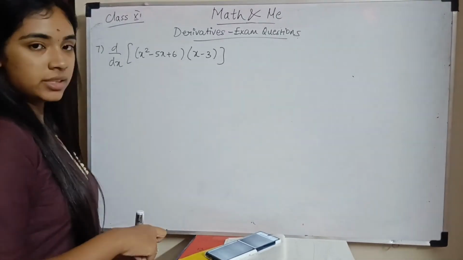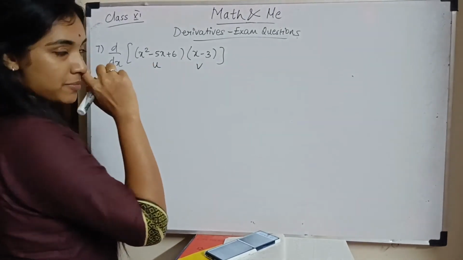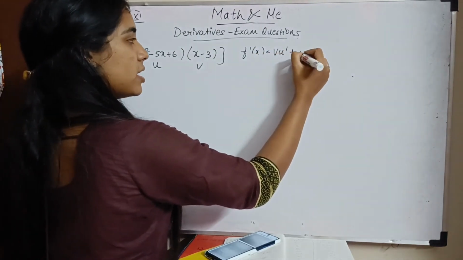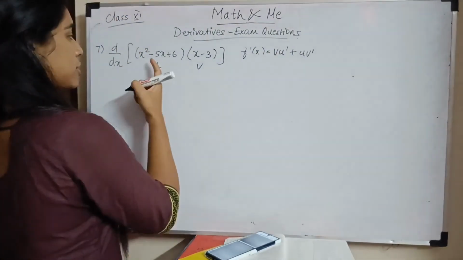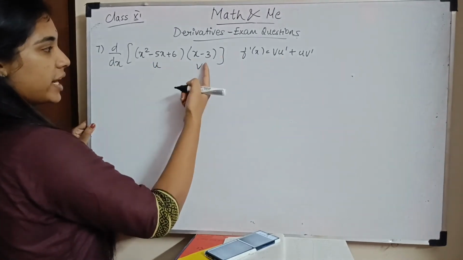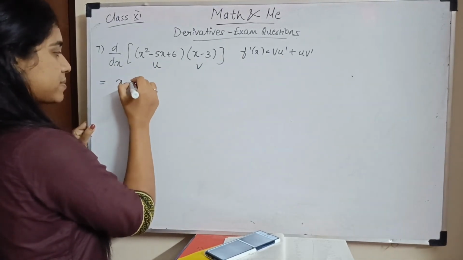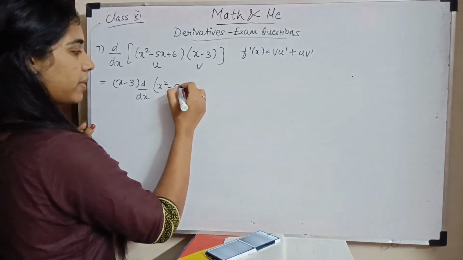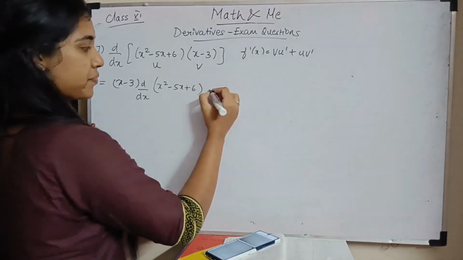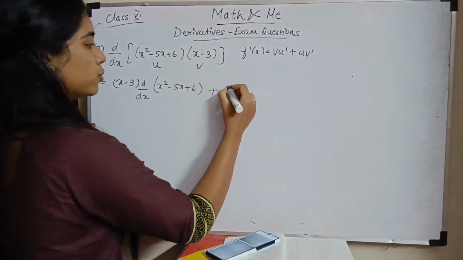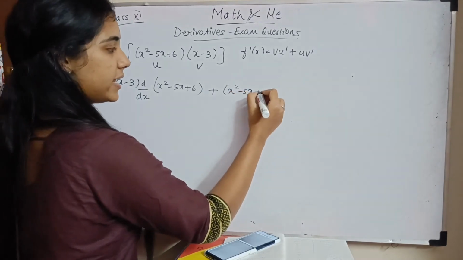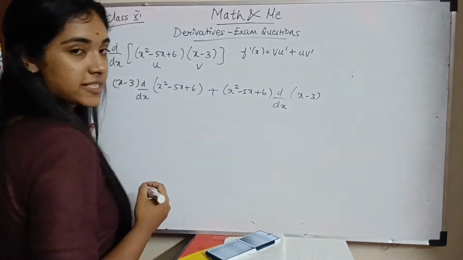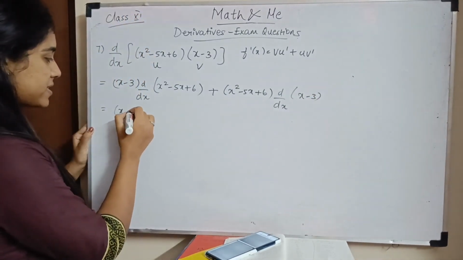So this is your next question. This is of the form u times v. So what do we know? f dash of x is v u dash plus u v dash. Right? So what is your first term? v u dash. So v we can write as it is. This is x minus 3 times d by dx of x square minus 5x plus 6, plus u v dash. u is x square minus 5x plus 6 times d by dx of x minus 3. So what do you have? Here x minus 3 stays as it is.